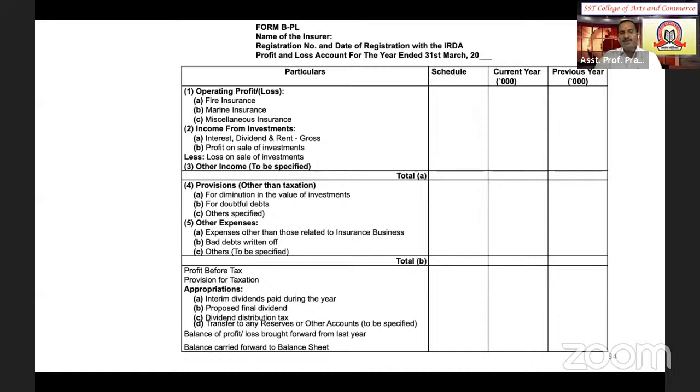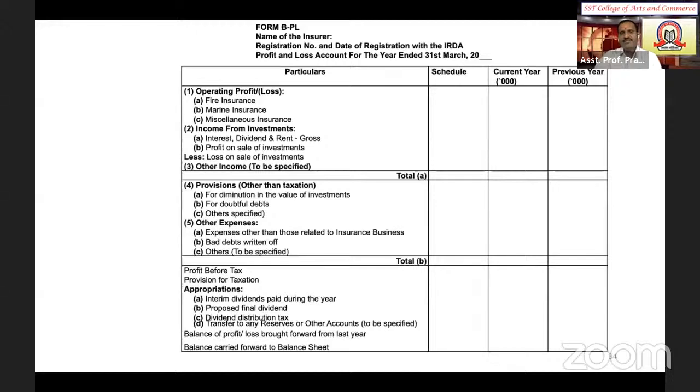Now operating profit, it comes from your revenue accounts. The operating profit of your revenue accounts, you have to bring it here. It may be for fire insurance or marine insurance, either fire insurance or marine insurance. Then income from investments. Under that, interest, dividend and rent, gross profit on sale of investment. If there is a loss, you can deduct. And other income, if any, specified.